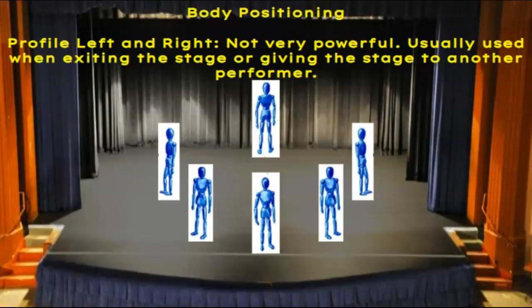Now we get into the not so powerful stage positions. They're still useful, but not powerful. So profile turned left or right. Remember, this is the performer's left and the performer's right. It's not powerful. It's usually used when exiting the stage, right? When the performers are leaving the stage to go into the wings. It's also used when a performer is giving the stage to another performer, right? Telling the audience with their body language to pay attention to that other performer, giving the stage to them.